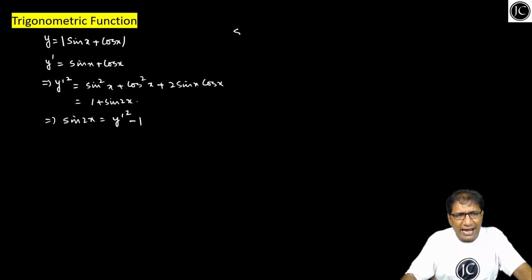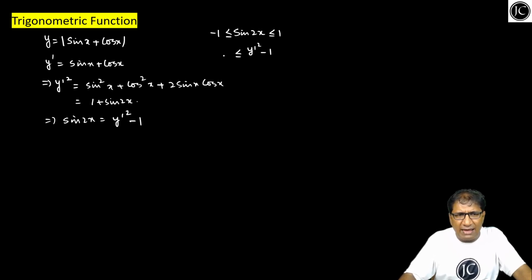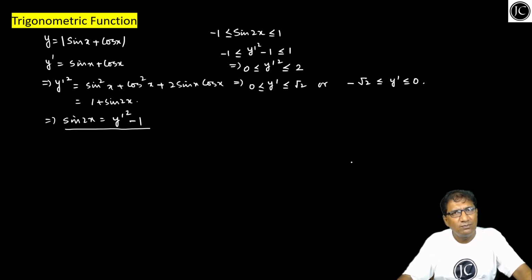Now we all know that sin 2x always lies between -1 and 1, whatever may be the value of x. Therefore, your y dash square minus 1 is lying between -1 and 1, क्योंकि sin 2x तो मेरा y dash square minus 1 है. मतलब यहां से मुझे मिल रहा है y dash square lies from 0 to 2. इसका मतलब क्या हुआ? Y dash is lying between 0 and √2, or it is lying between -√2 and 0. Tell me yes or no?